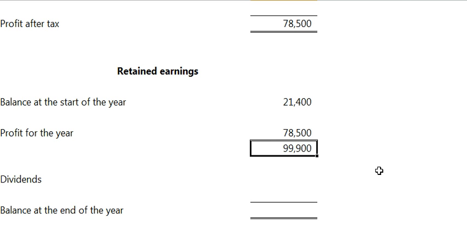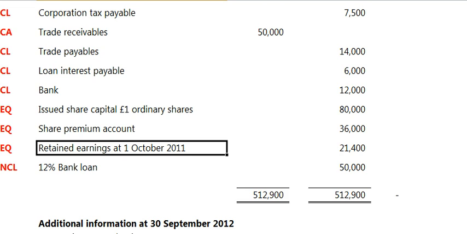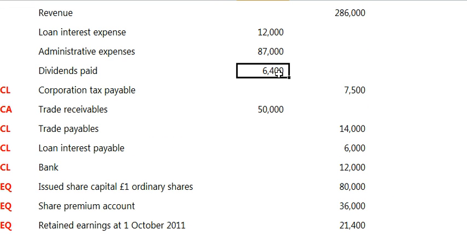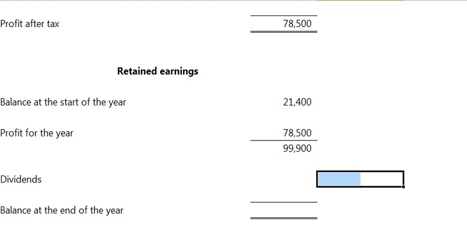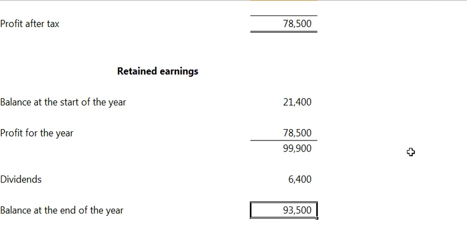And the last thing we're going to do is, remember, dividends, which is a payment of profits to shareholders, and you're going to get that again from the income statements. If I show you, where is it? There it is, 6,400. Get that figure, put it in there. Now again, remember, if you've got some profits but you have to pay some out, it's going to reduce those profits. So you need to deduct the 6,400 from the 9,900. So your retained earnings at the end of the year is 93,500.